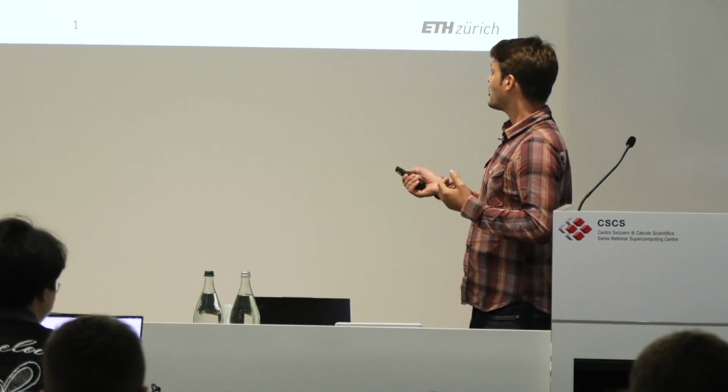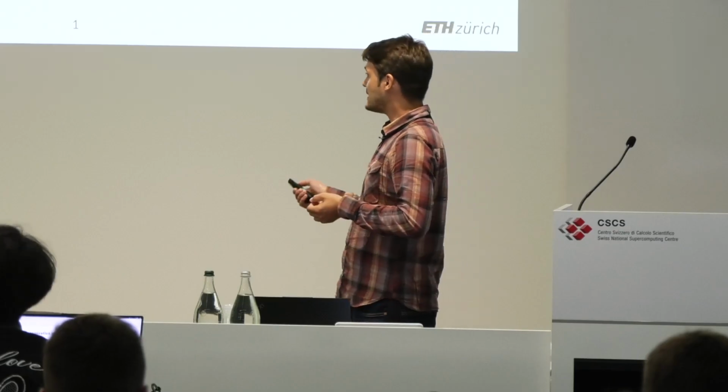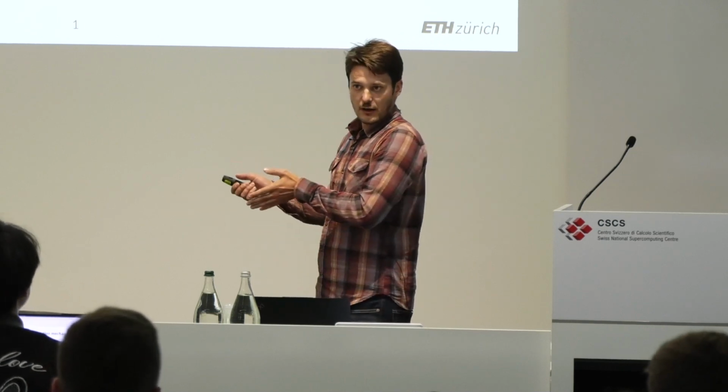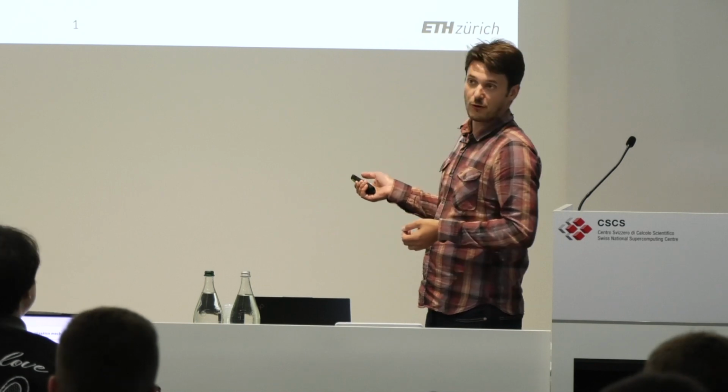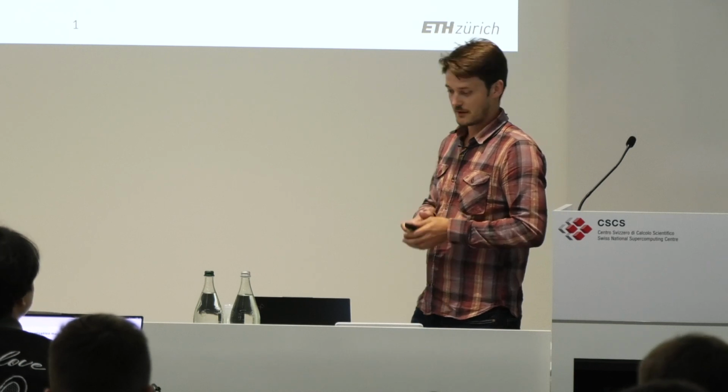Or, of course, we also need at runtime information from the things that were passed through our interface. And this, of course, depends on whatever your thing does. It's very domain specific. But how do we achieve that in practice? How can we make a customizable interface that is easy to use? So easy to customize for the user of our library, but also has a default, or can have a default implementation if we do not customize it.